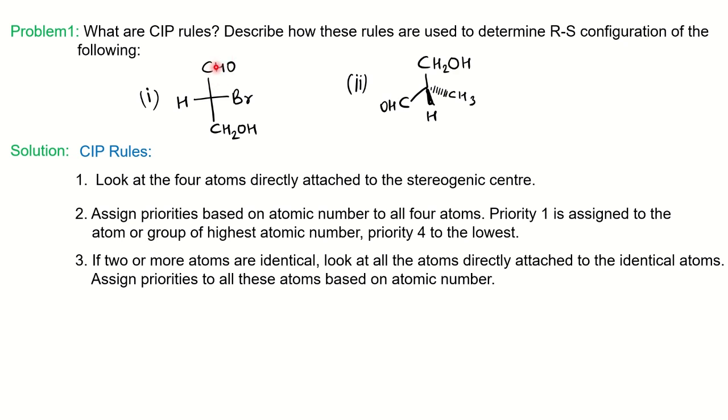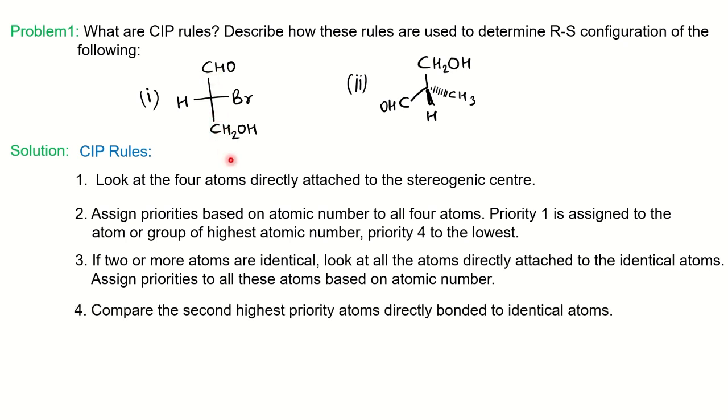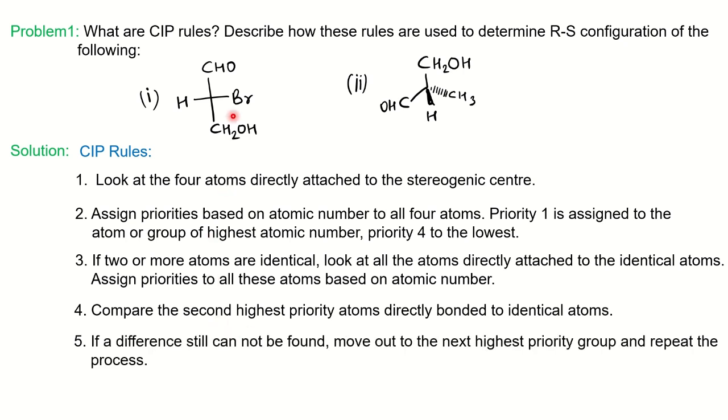What are we supposed to do when you have a double bond or triple bond? We will see that rule also. You have to see the next atoms attached to the carbon atom. Then compare the second highest priority atom directly bonded to the identical atom. Whichever is highest, we will give that priority 2. But if it is identical there also, then we have to go and match the third one, and so on.